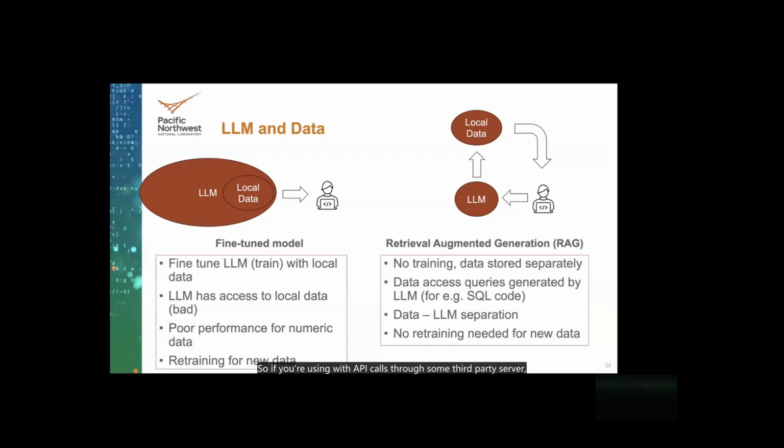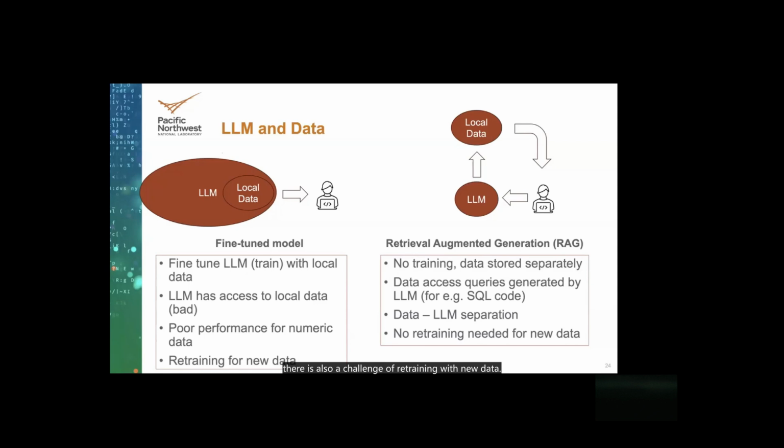So you fine-tune the model, but the challenge is that it now has access to your local data. If you're using API calls through some third-party server, then this is very bad because you're sharing the data with that third party. Also, when it comes to numeric data, which is what you get from a power flow or your EMS systems, training with that data is not good for the LLM, because it's not based on a model which is used to seeing a large amount of numeric data, so it can have poor performance.